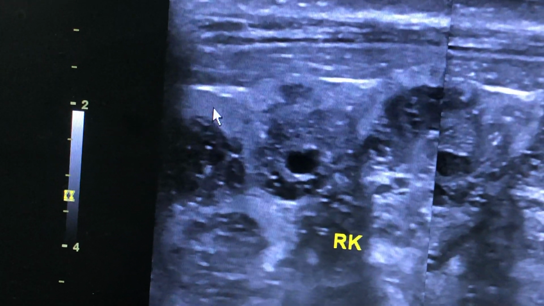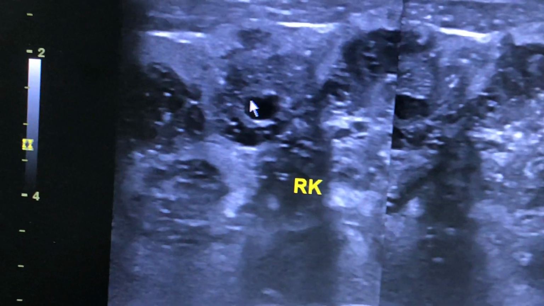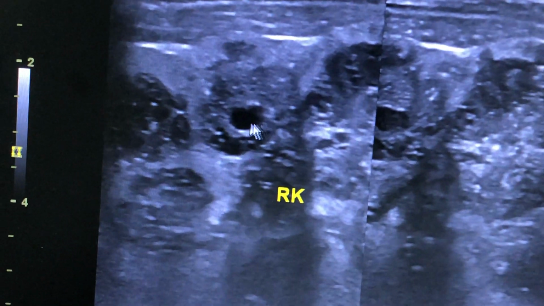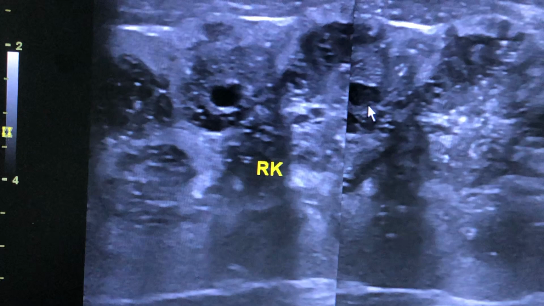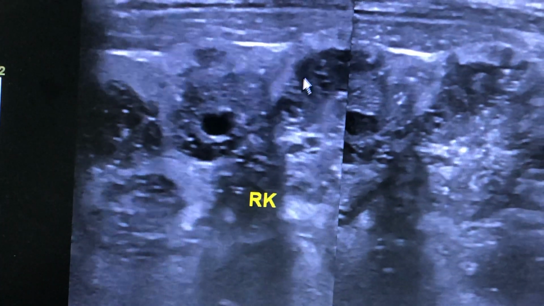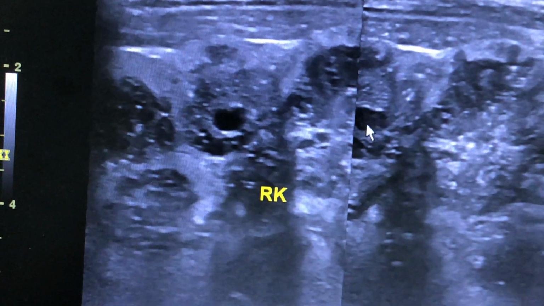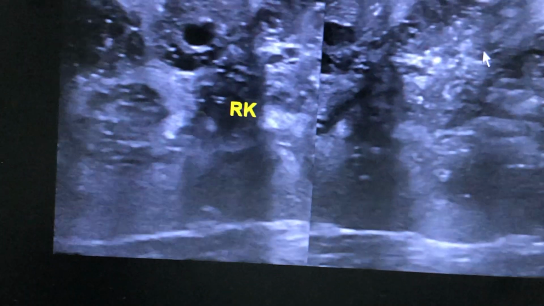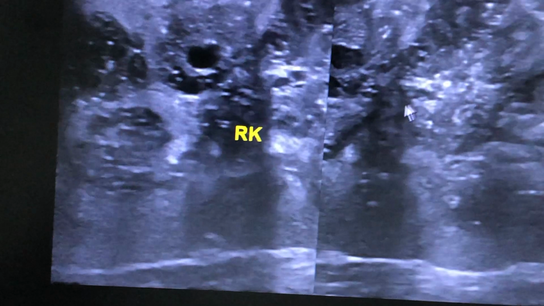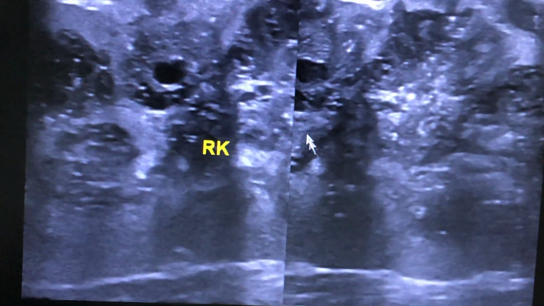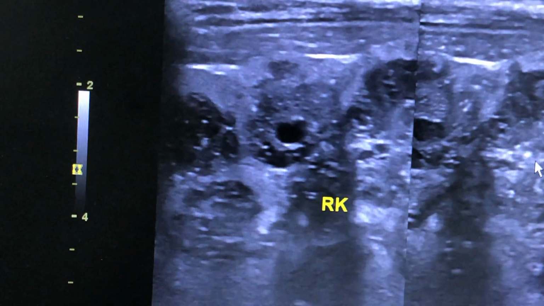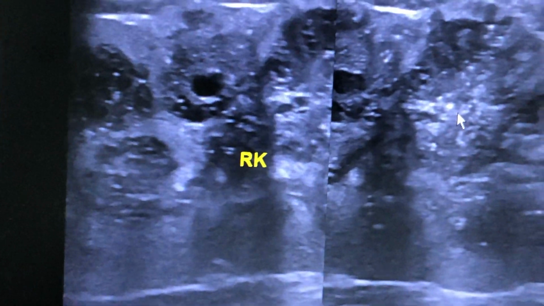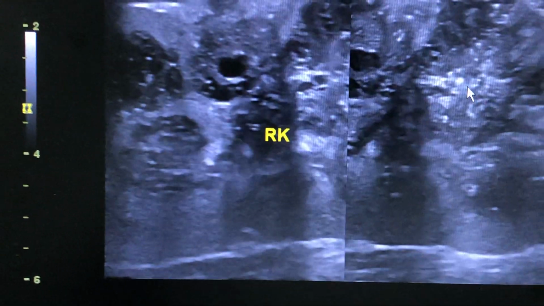This is the cortex echogenicity, and these are the renal pyramids which are edematous and enlarged, and this is the renal medulla. This area is the renal medulla, and there is loss of corticomedullary differentiation. We cannot differentiate the medulla and the cortex clearly.